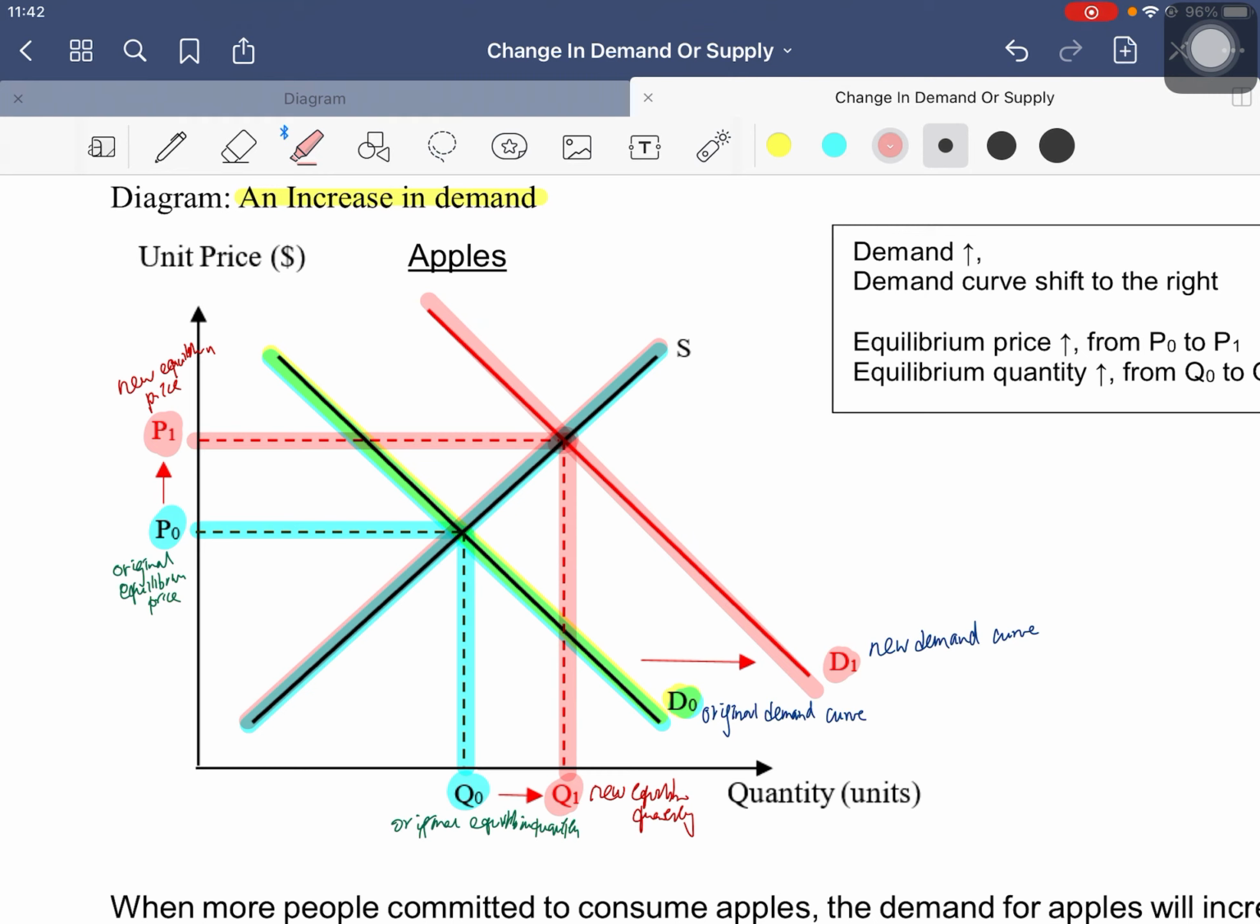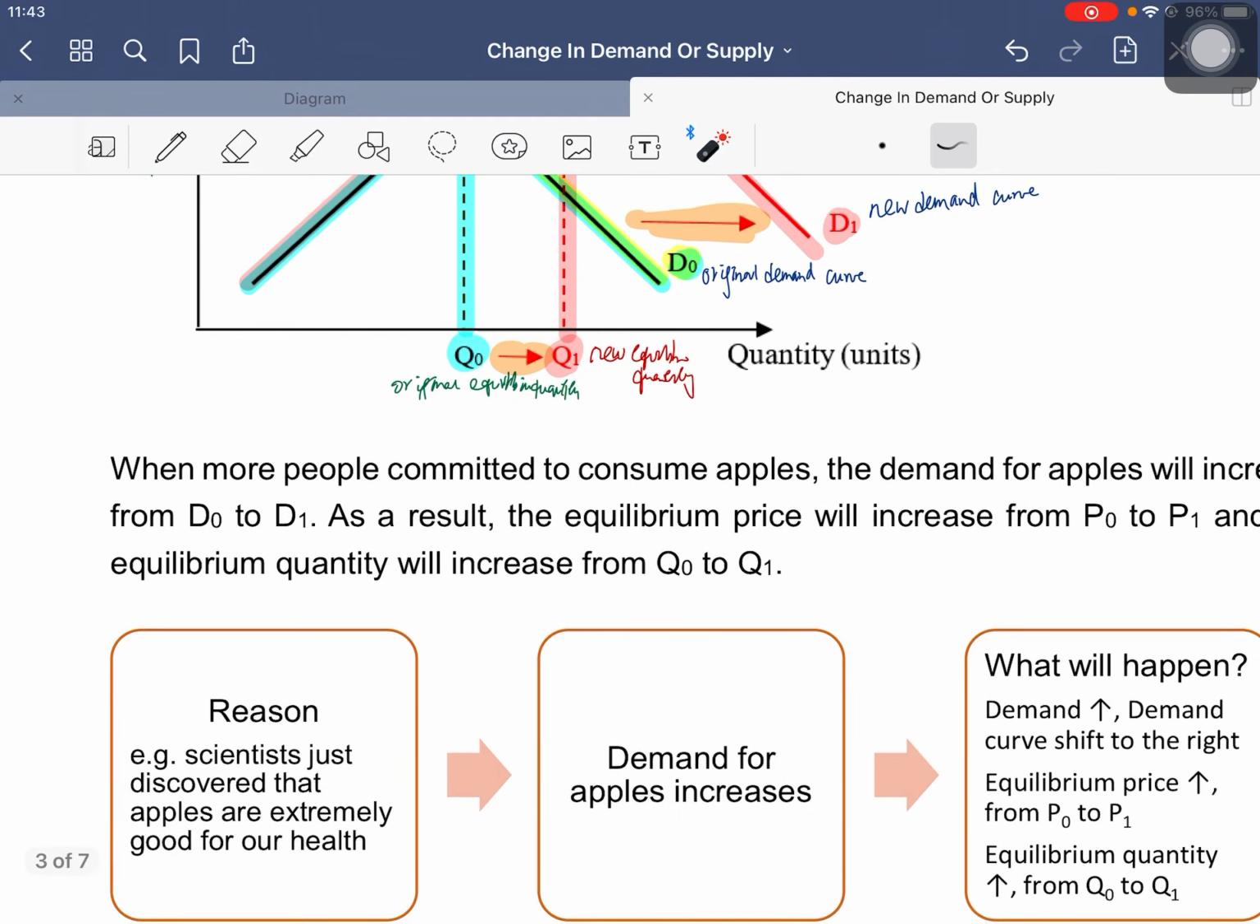After we have marked these changes, don't forget to add some arrows. The first arrow is here, the increase in demand. The second is here, from P0 to P1. The third one is Q0 to Q1. So there is an increase in demand, an increase in equilibrium price, and an increase in equilibrium quantity. That's how we use a diagram to present the case when there is an increase in demand.